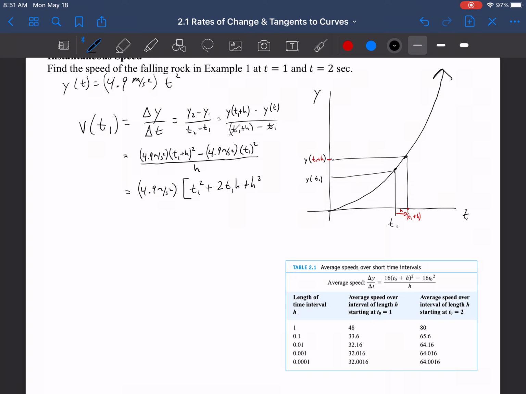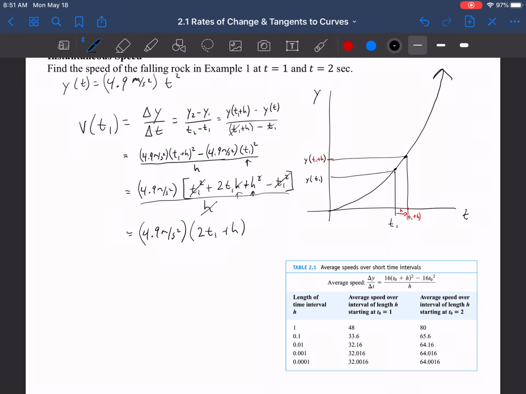Then what I have on the next part is just the minus t1 squared. That's from right there, and that'll give me that, all divided by h. Now I'll notice that I have t1 squared and a minus t1 squared, so those will cancel. And then I have an h in everything. This has an h, this has an h, and so I can cancel that h out with that one and get rid of that squared. And what I'm left with is 4.9 meters per second squared times 2t1 plus h, just like that.